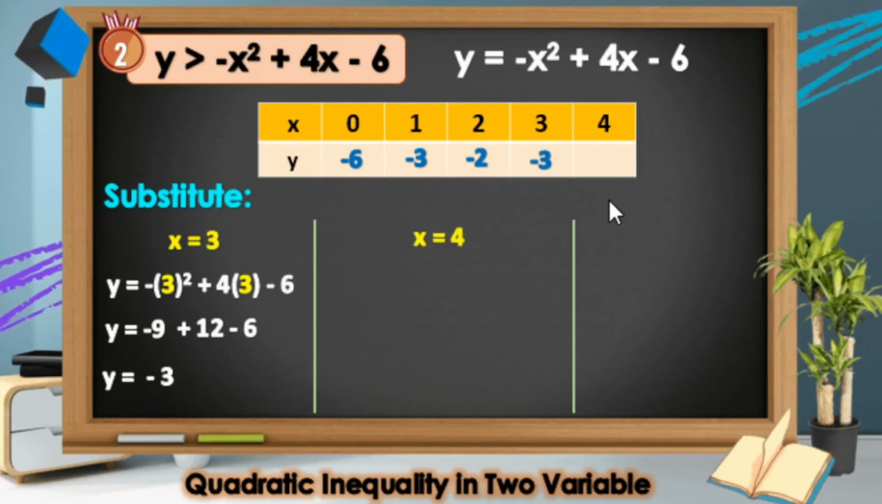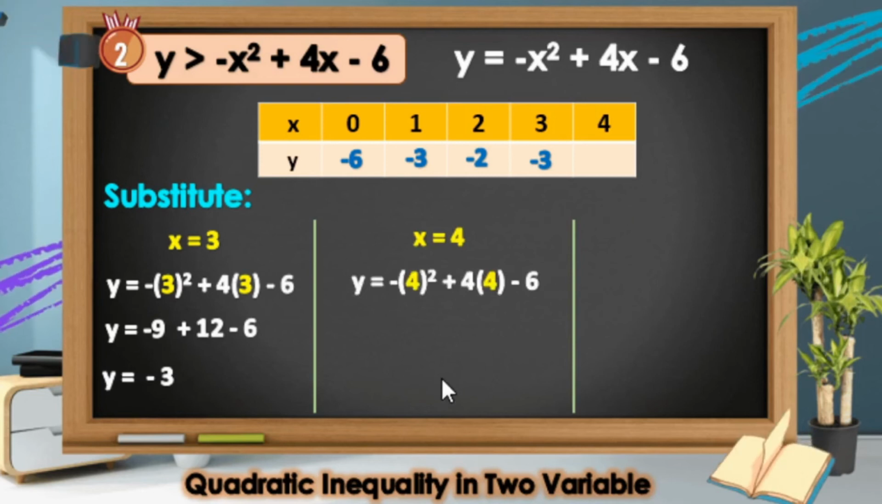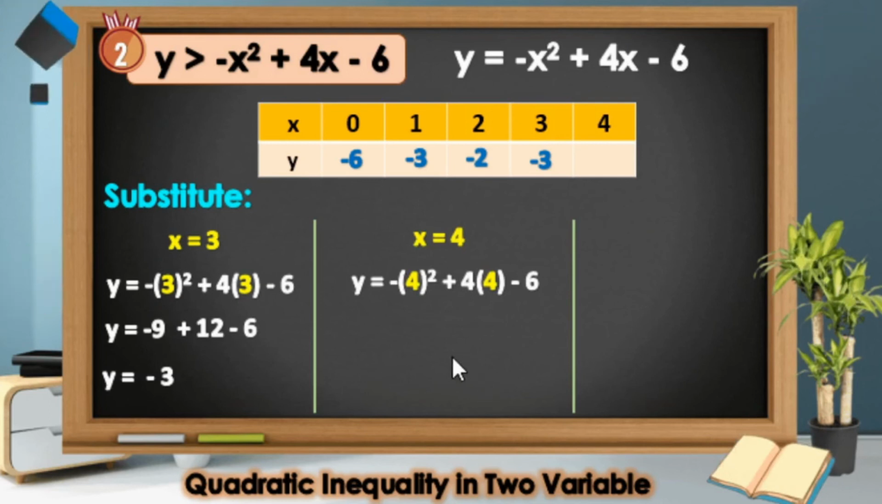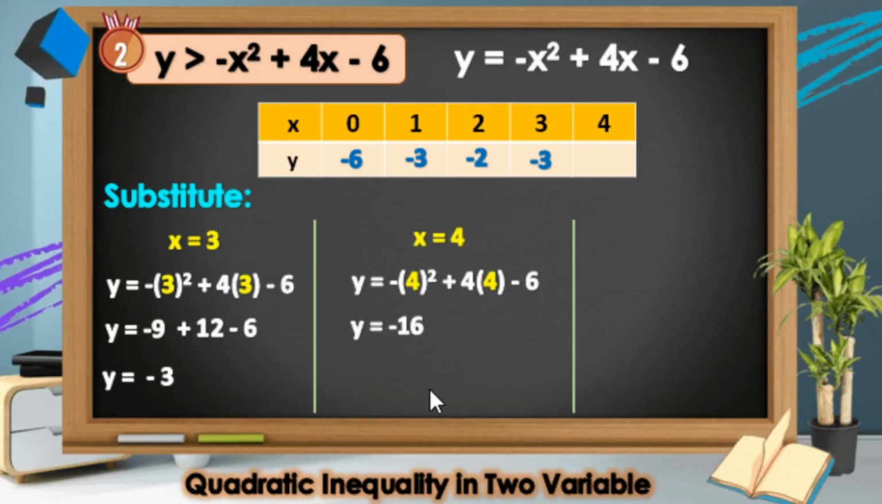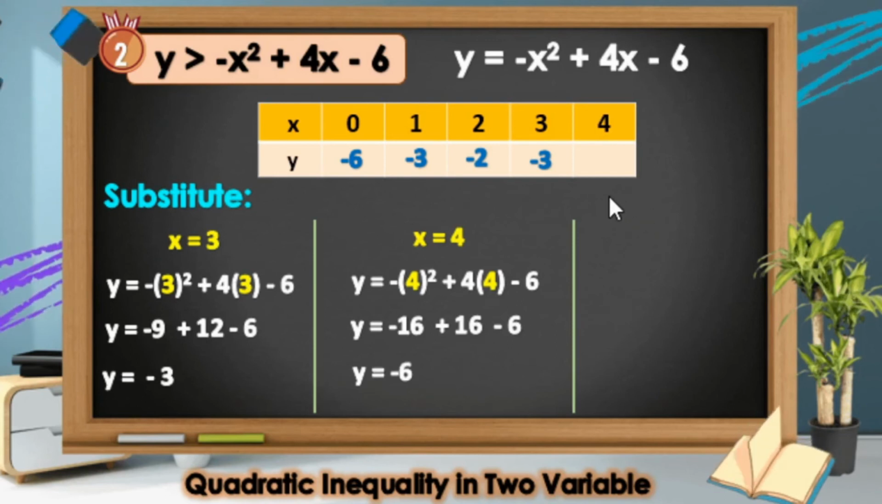Next is 4. If x is 4, we will have y is equal to negative times 4 squared plus 4 times 4 minus 6. So, we will have negative 16, pag sinimplify, plus 16 minus 6. So, we will have negative 6. So, y is equal to negative 6. So, if x is 4, the value of y is negative 6.